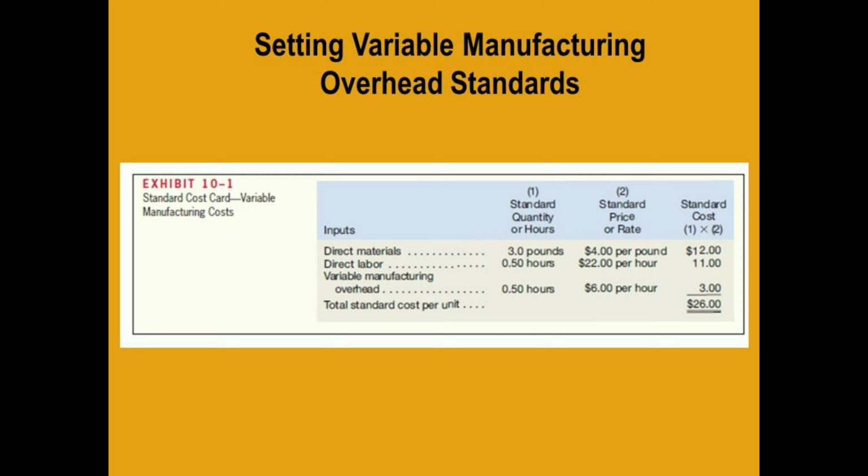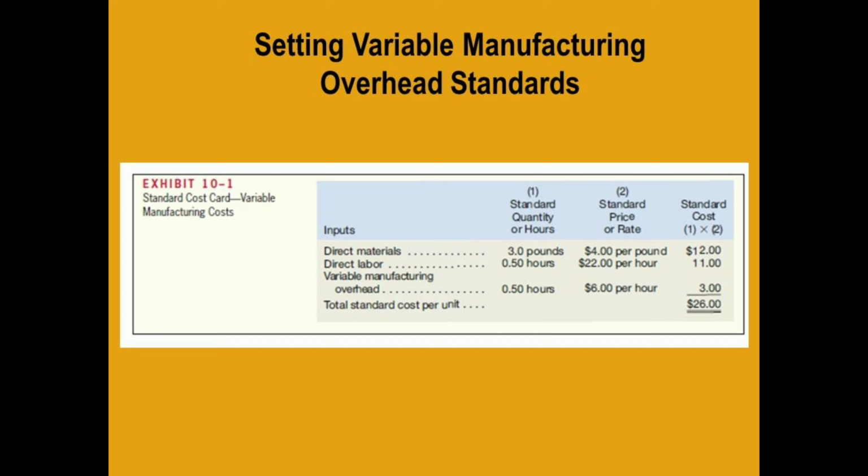So this is the standard cost card for the variable manufacturing costs. This $3 per unit cost for variable manufacturing overhead appears along with the direct materials, which cost $12 per unit, and the direct labor, which costs $11 per unit, on the standard cost card in Exhibit 10-1 shown in the slide. A standard cost card shows the standard quantity or hours and standard price or rate of the inputs required to produce a unit of a specific product.